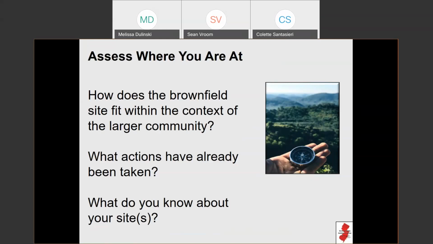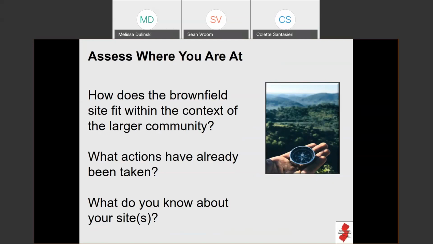Another thing that we recommend that you do is look to see if any redevelopment plans are in place for the area in which your site lies. That's going to impact what you want to do with your brownfield site. Another thing you should ask is, is your site within a vulnerable area, such as one that frequently floods? Also, look at the zoning for your site. What uses are permitted? Again, this will all influence what you ultimately redevelop your site as.